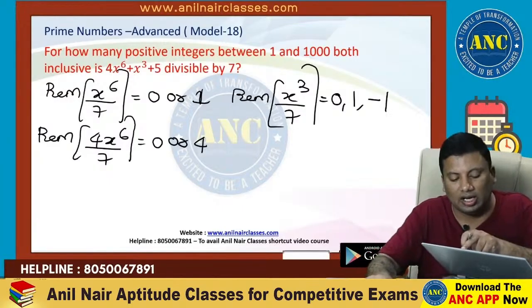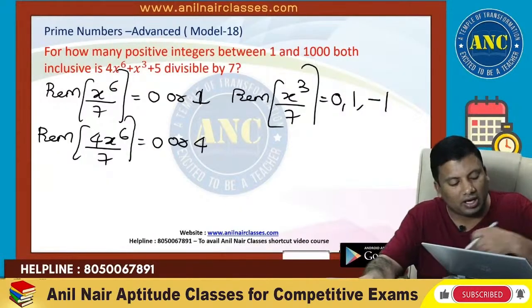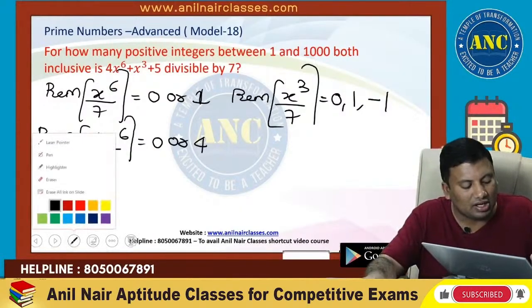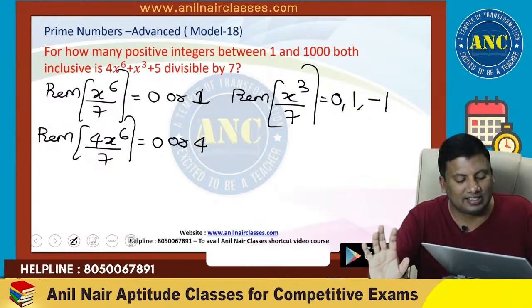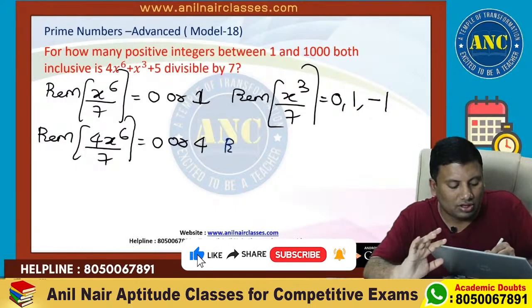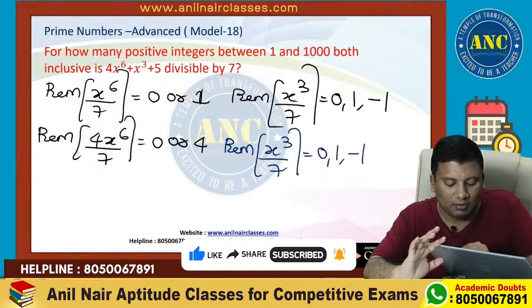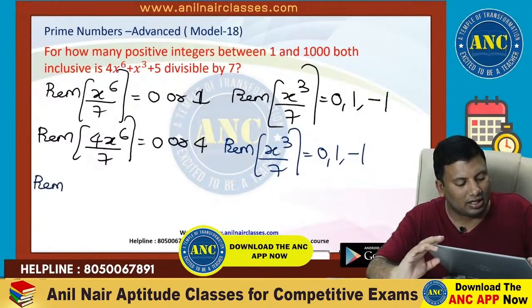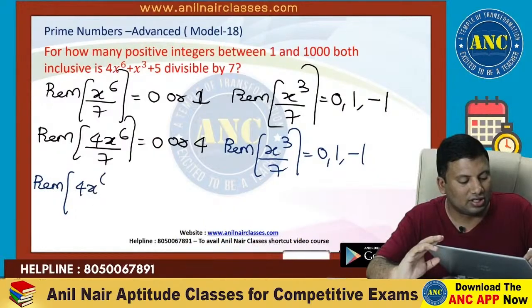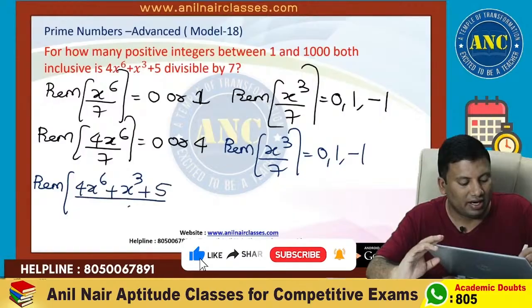Think logically. x cube by 7, if it is minus 1, square it, it will become x power 6. Minus 1 square is nothing but plus 1. I hope the idea is clear. So x cube by 7 is nothing but 0, 1 or minus 1. Now if you add it, this is nothing but 4x power 6 plus x cube plus 5 when divided by 7.